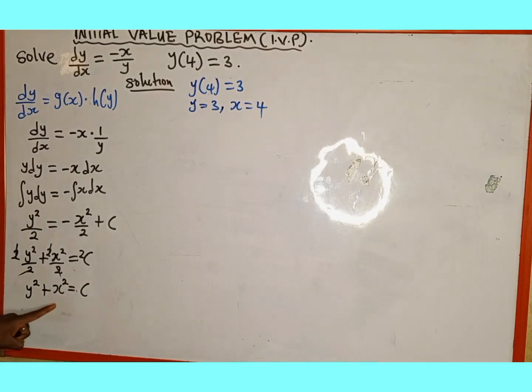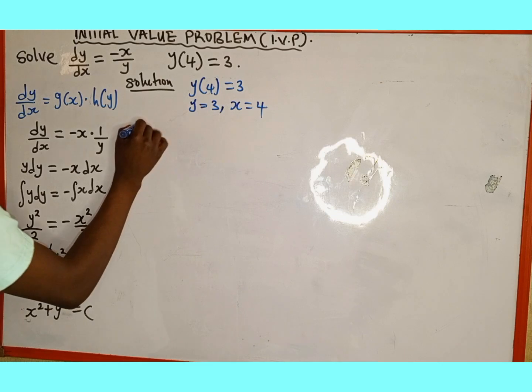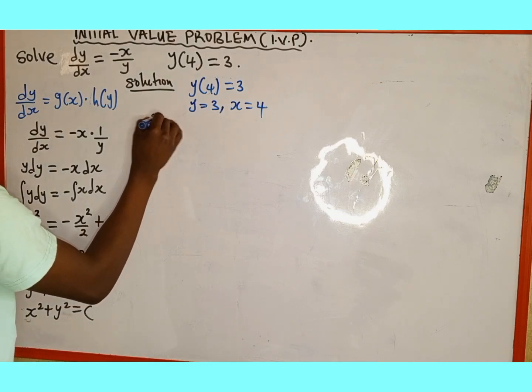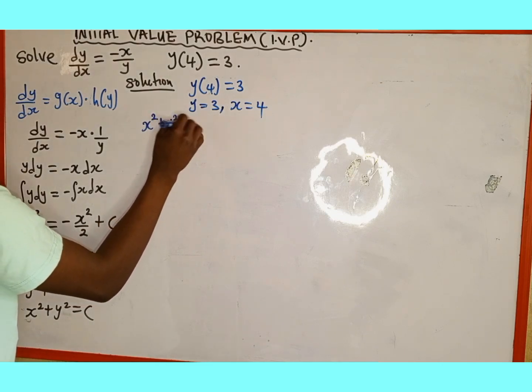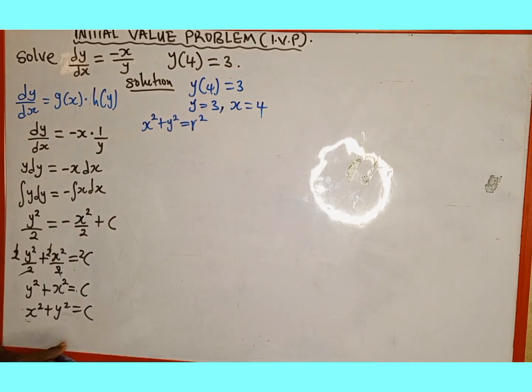If you notice here, this can also be rearranged as x squared plus y squared is equal to c. It's still the same thing. We just rearrange the equation, bringing x first, then plus y squared, which is equal to c. So what do you notice here? x squared plus y squared is equal to c. Recall the equation of the circle, which is x squared plus y squared is equal to r squared. So this r squared is this constant.